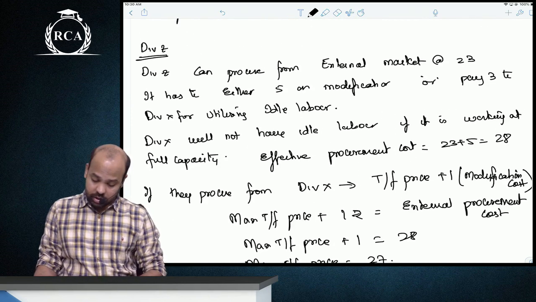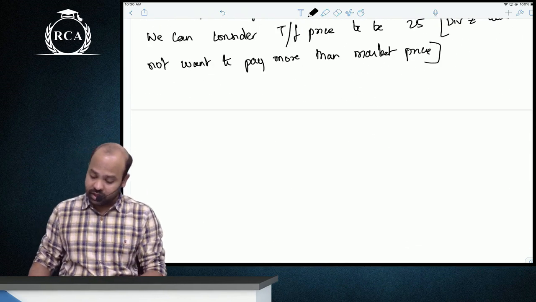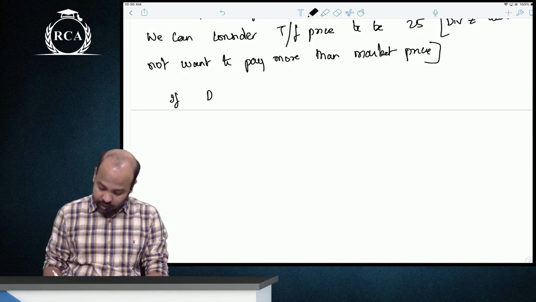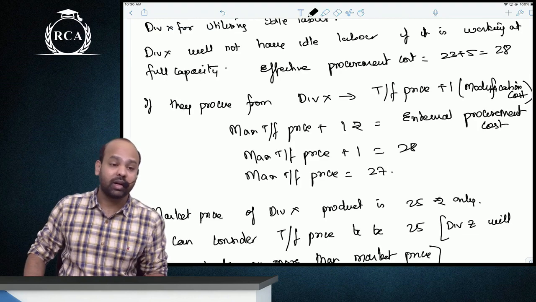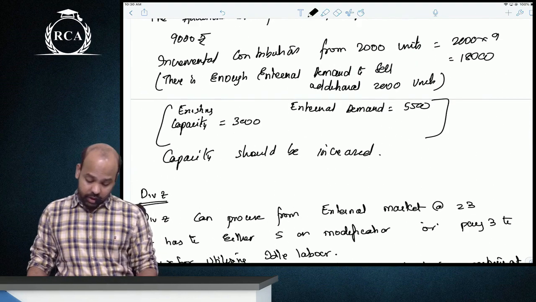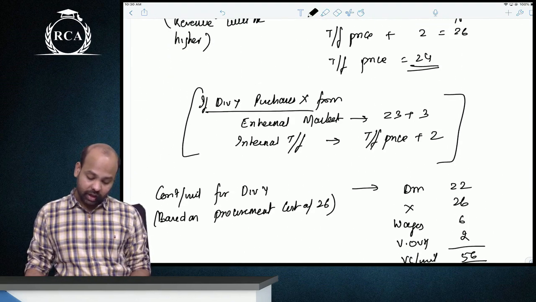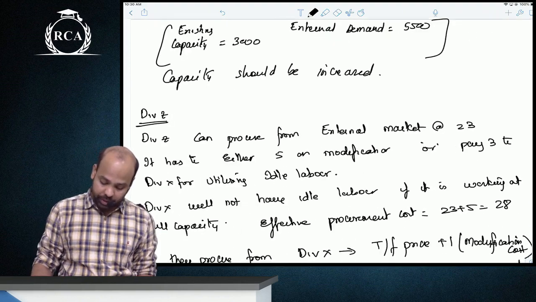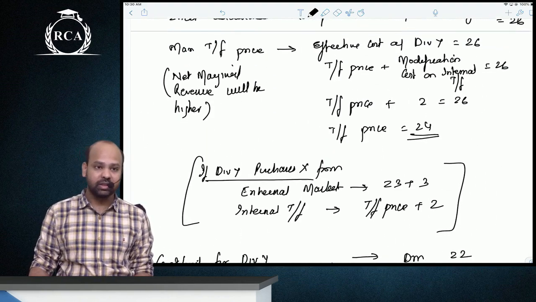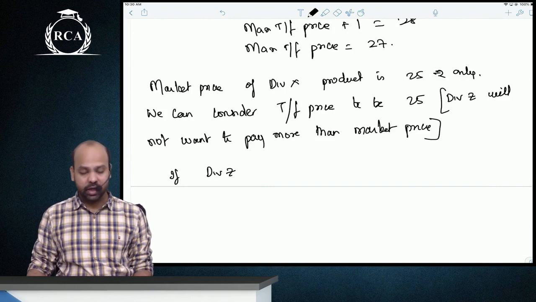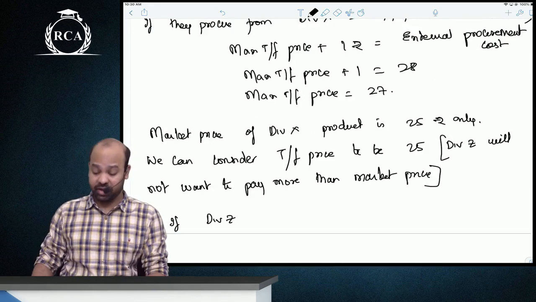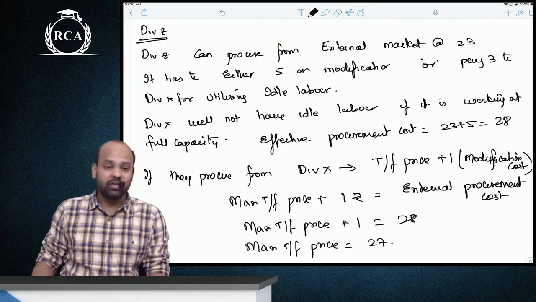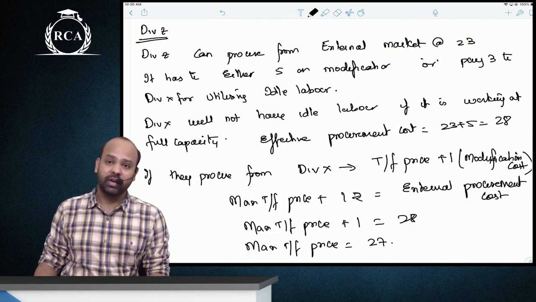Yes, sir. Now, if division Z procures, I hope you're understanding, maximum transfer price is 27, but we are considering a transfer price of 25. Sir, is it allowed that division X will transfer to division Y at 24 rupees, but here they will transfer at 25? Allowed, beta. It is confidential. The question says transfer price will remain strictly confidential. So it is perfectly allowed.